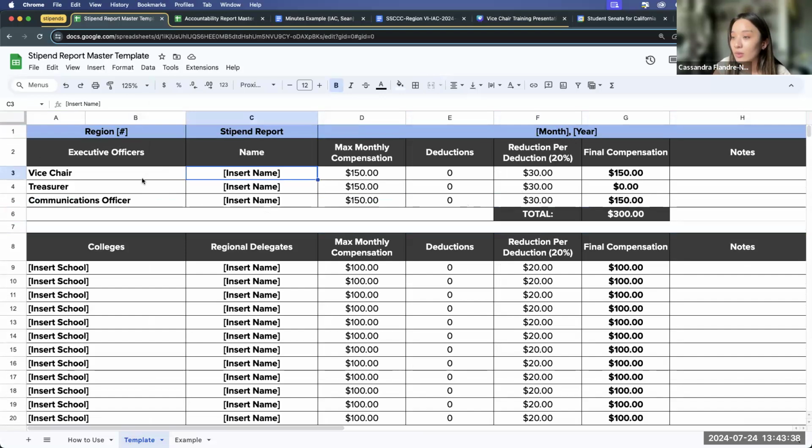And then moving on down, you want to make sure that you insert the names of the vice chair. So if Emily's the vice chair, I'll put Emily Fu. If Dr.